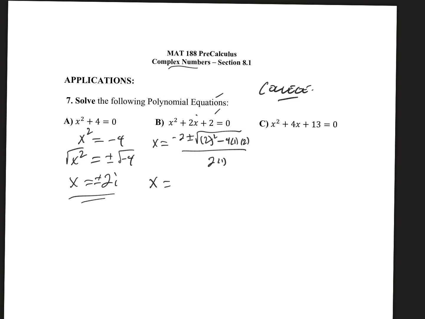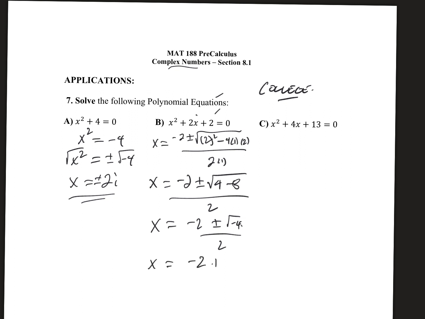So my solution would end up being negative 2 plus or minus, we have 4 minus 8 all over 2. And so in this case, we end up with negative 2 plus or minus the square root of negative 4 all over 2. And we already have seen the square root of negative 4, that's negative 2 plus or minus 2i over 2. And so we end up with, there's two fractions here, 1 in here, so we end up with negative 1 plus or minus i. So we have two complex solutions right now in the rectangular plane. Okay, so hopefully you remember doing some of this stuff from back in the day.